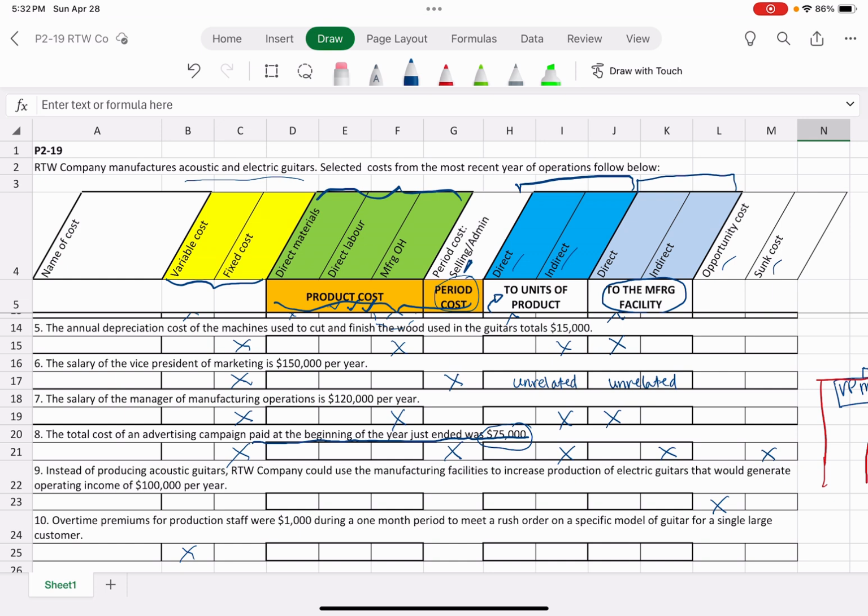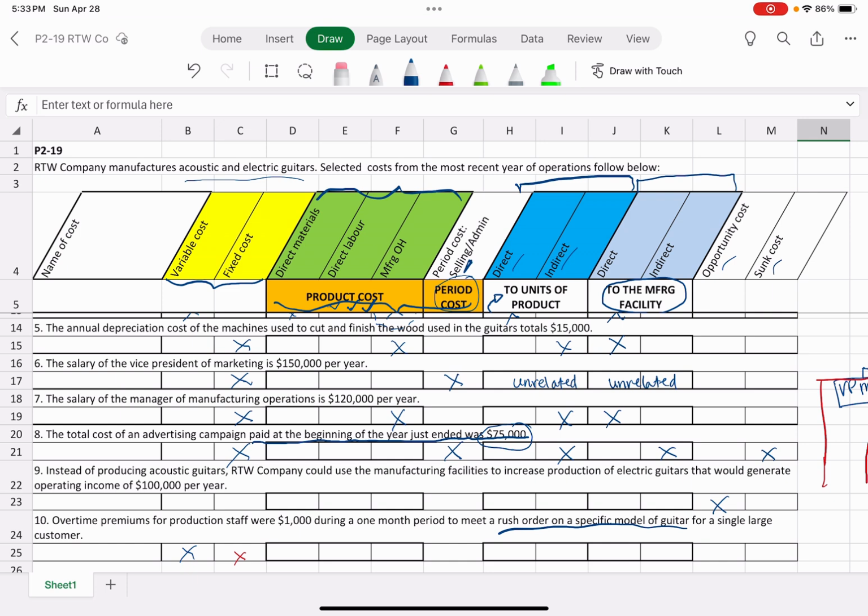But you could argue that it's a fixed cost in the sense that overtime is not a necessary cost for producing guitars. It just relates to the specific circumstances they're in this time. They had a rush order on a specific model of guitar for this big customer. They decided to do it. So you could say that's a one-off fixed cost. So I'm just going to put it in red here. It's a possibility, depending on the context, how you want to justify that.